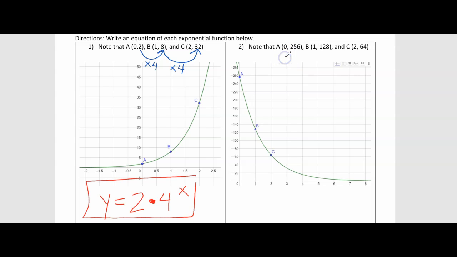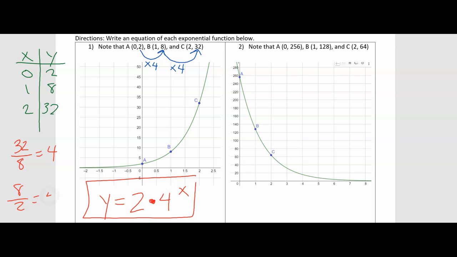If you didn't notice that it was 4 and you wanted to write out the ratio to figure it out, well, you could just set up your own table, right? X and y table. We get 0, 2, 1, 8, 2, 32. Then you could set up your ratios 32 over 8. 32 over 8 is equal to 4, and 8 over 2 is also equal to 4.